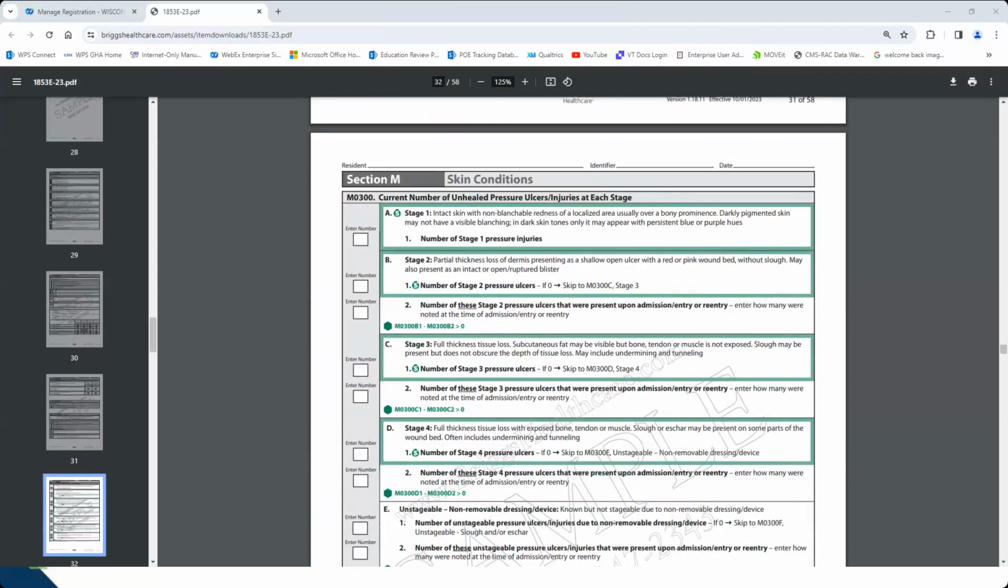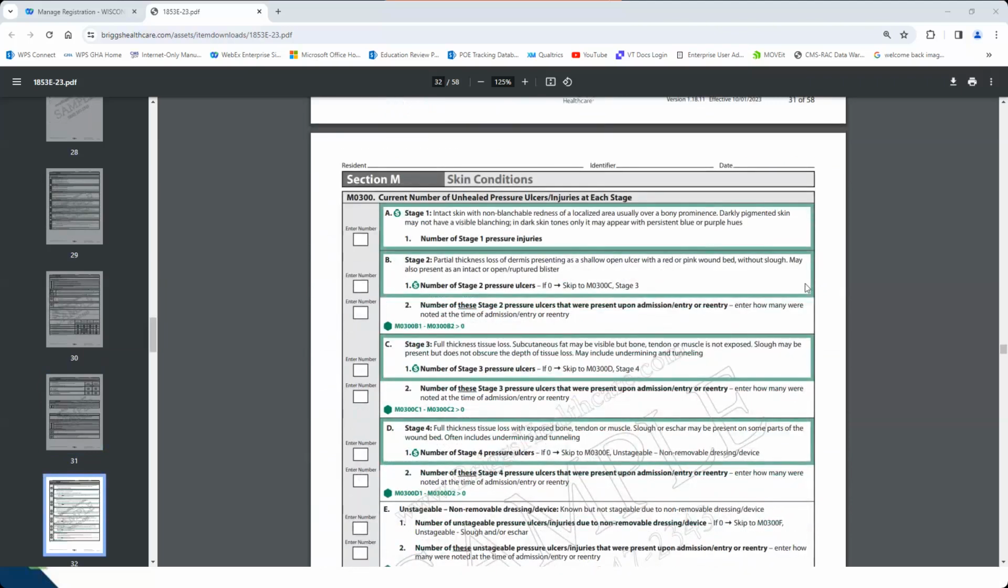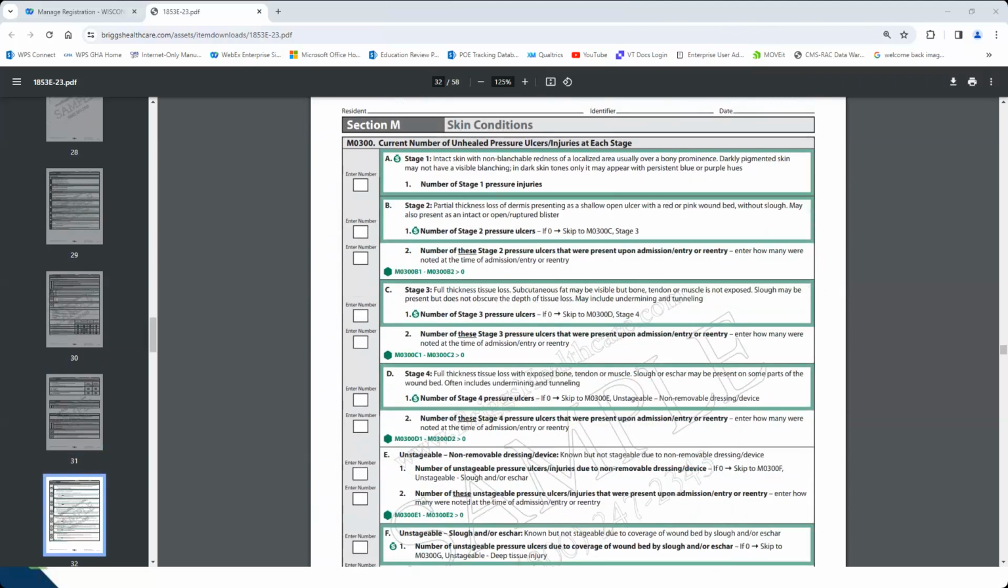So again, I can't stress enough, pay attention to those indicators and make sure they're captured in your documentation, because we are going to go looking for it. If it's marked here in green, we have to know it exists.